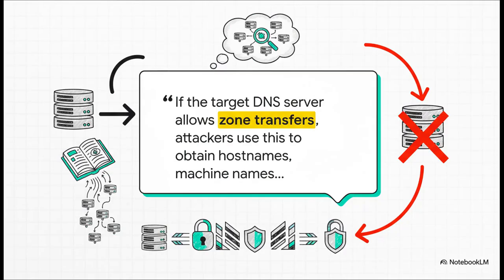And this quote nails the DNS threat. A zone transfer is basically like walking up to a DNS server and saying, "Hey, can I have a copy of your entire address book?" A properly secured server will say no, but a misconfigured one? It'll just hand over a complete list of all its internal records.